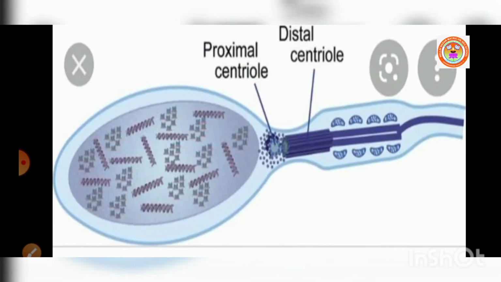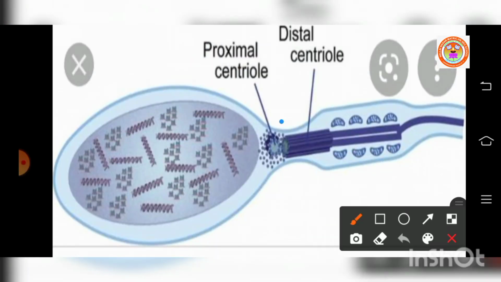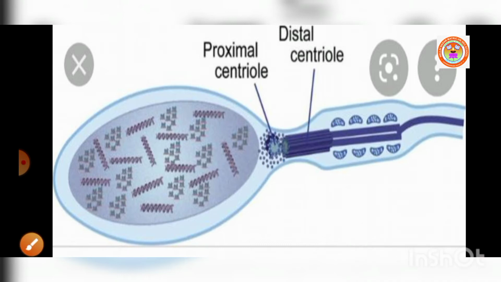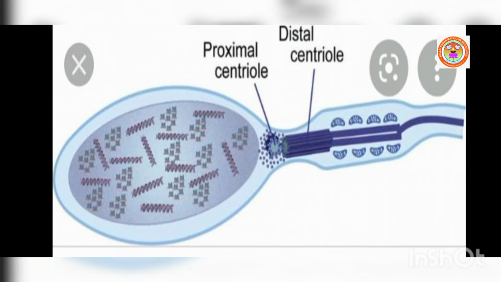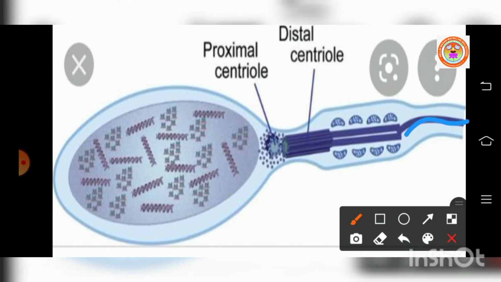The neck region consists of two centrioles. They are proximal centriole and distal centriole. Got it? The proximal centriole plays a role in the first division of the zygote and the distal centriole gives rise to axial filament of the sperm. This is the axial filament of the sperm. Here you can see the axial filament. So the distal centriole helps in the formation of axial filament.